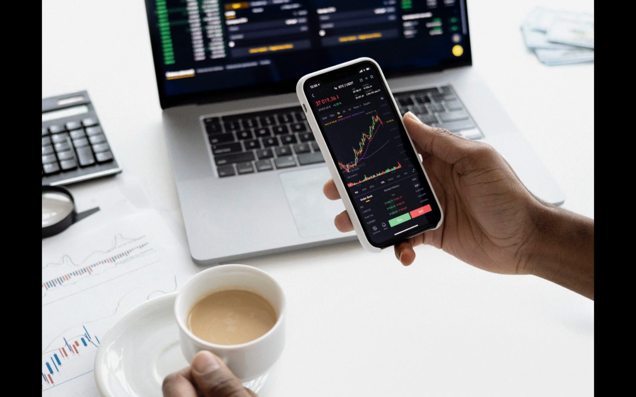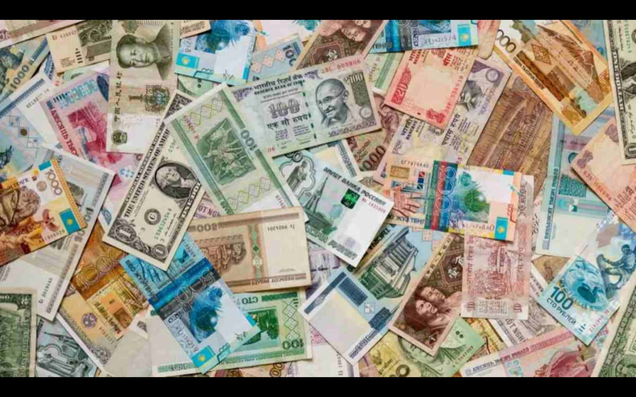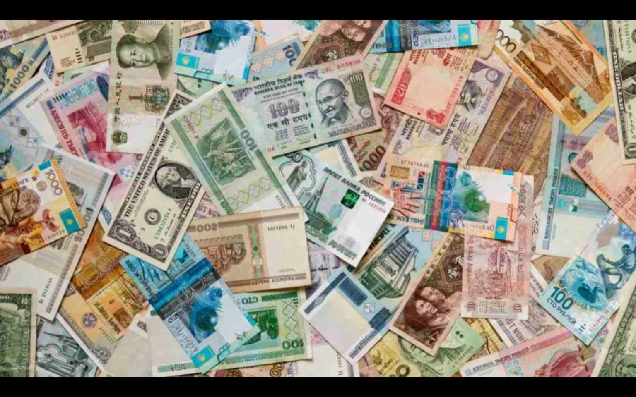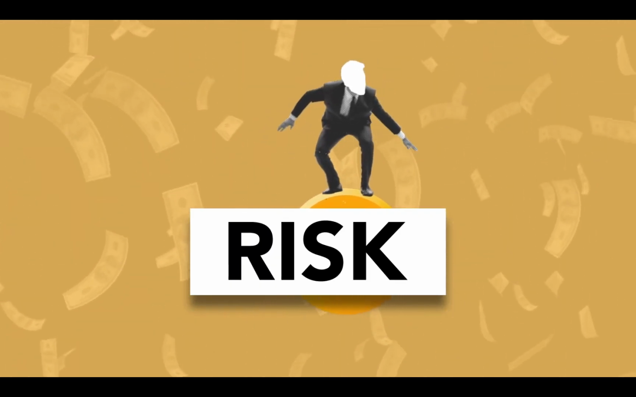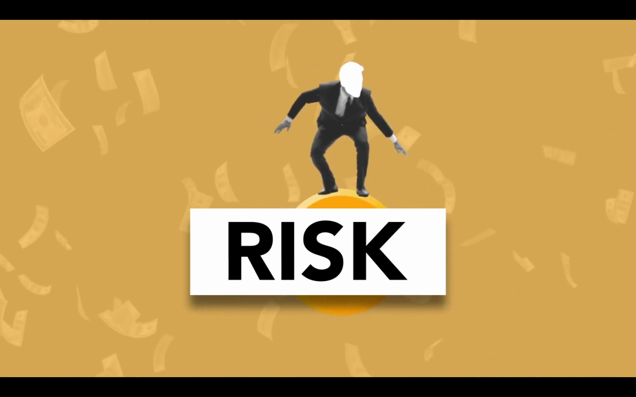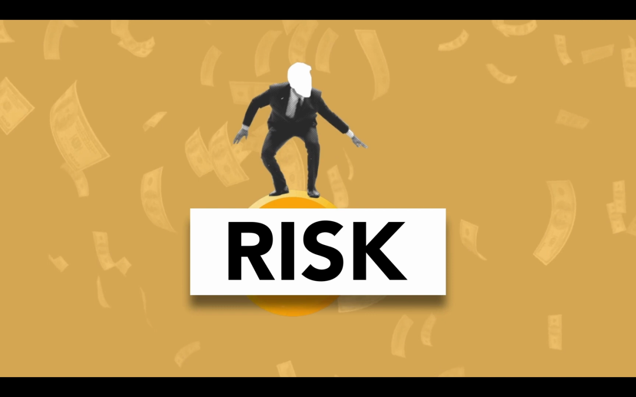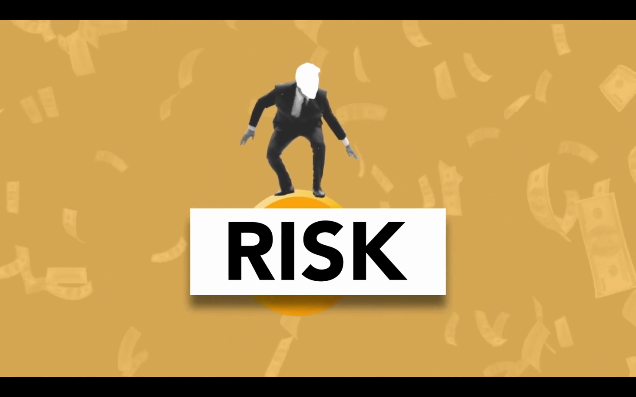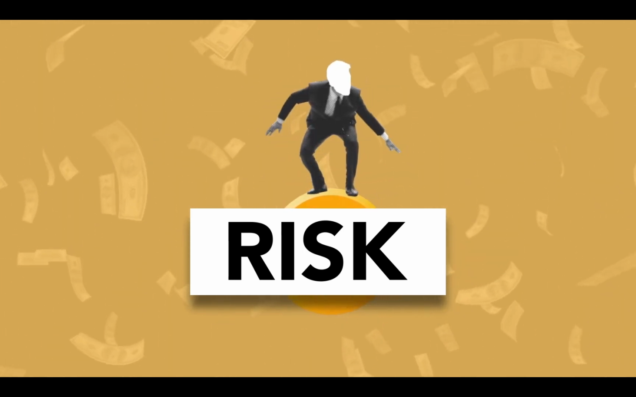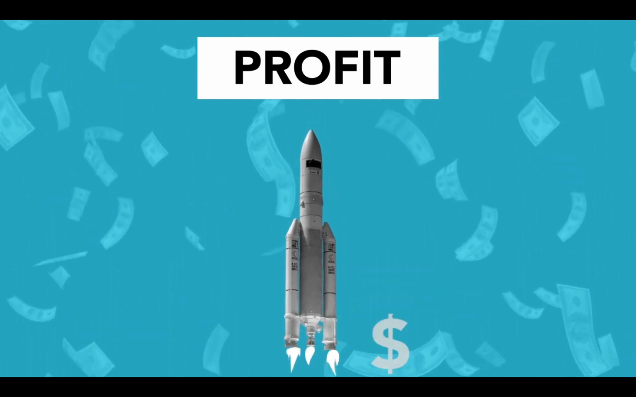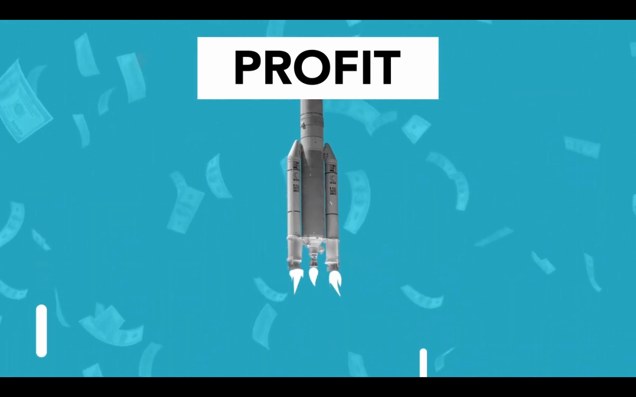Now, the reason people trade currencies on the Forex market is to take advantage of changes in their value. You see, currency values can go up and down based on a lot of factors. These factors could be things like the health of a country's economy, political events, or even just good old supply and demand. When the value of one currency goes up, another currency's value might go down.